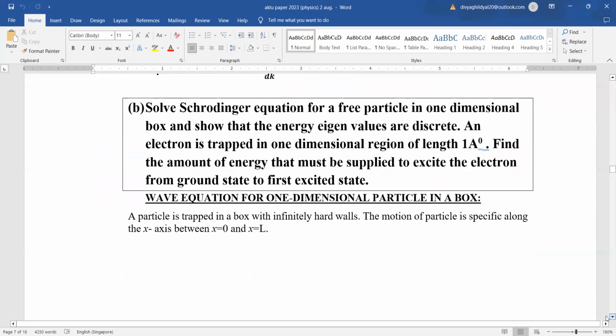Solve the Schrodinger equation for a free particle in a one-dimensional box and show that energy eigenvalues are discrete, and then a numerical.